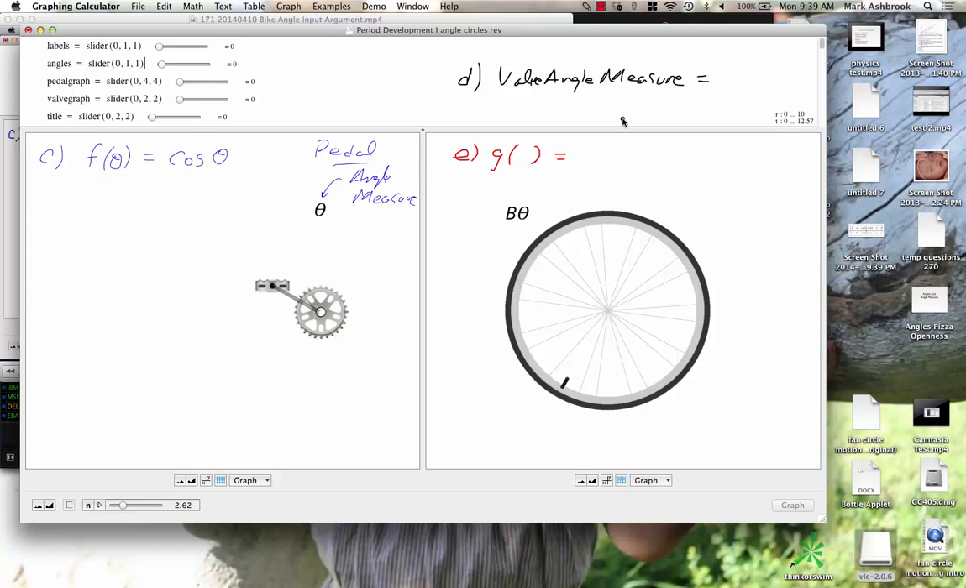He wants to multiply it by 4. Yeah, that was the setup. The tire valve is always going 4 times as far around as the pedal. So the valve angle measure would be what expression? 4 theta.